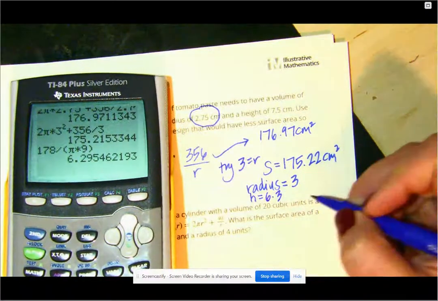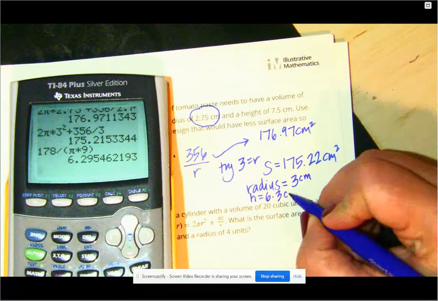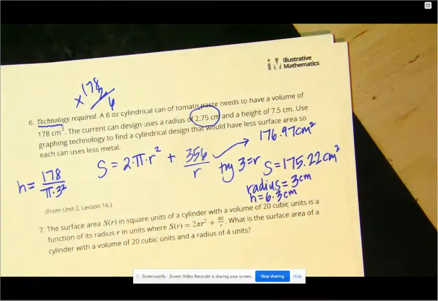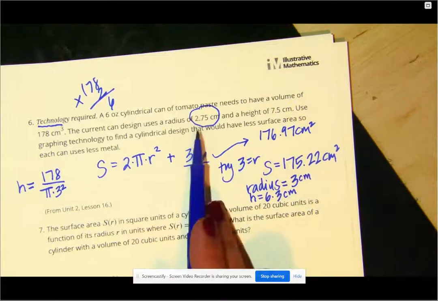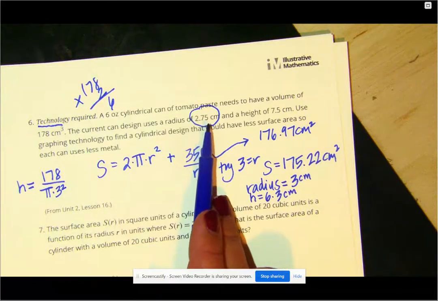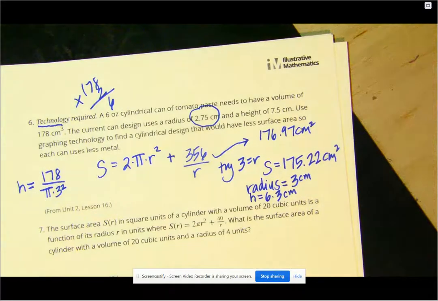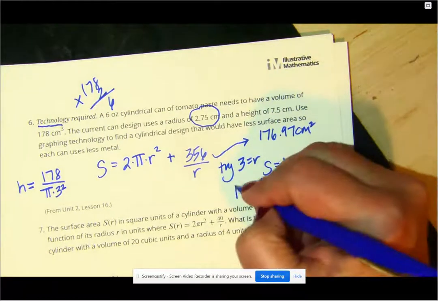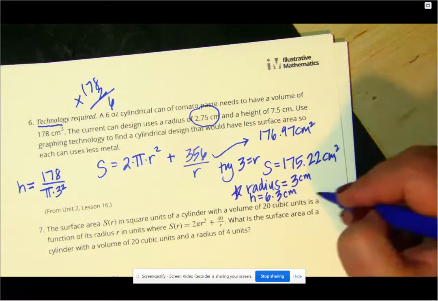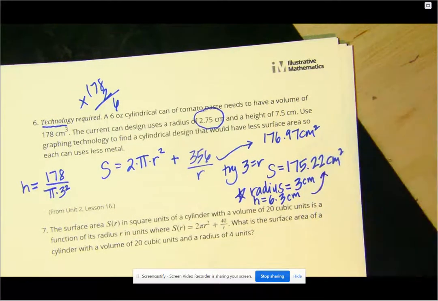And these are not the only answers. I mean, maybe instead of 2.75, maybe 2.9 is smaller. Maybe below 2.75, maybe 2.5. We don't know. But I did find this example right here that does produce a smaller surface area.